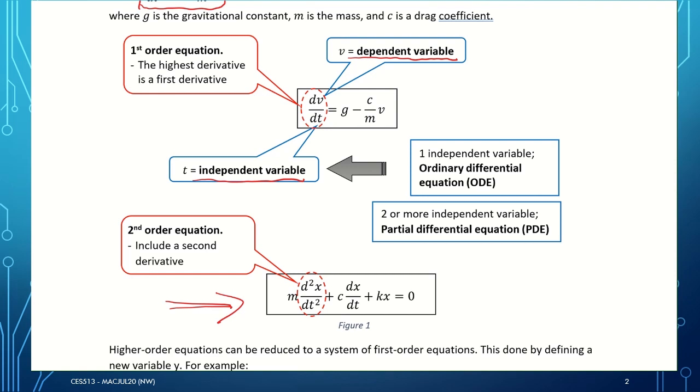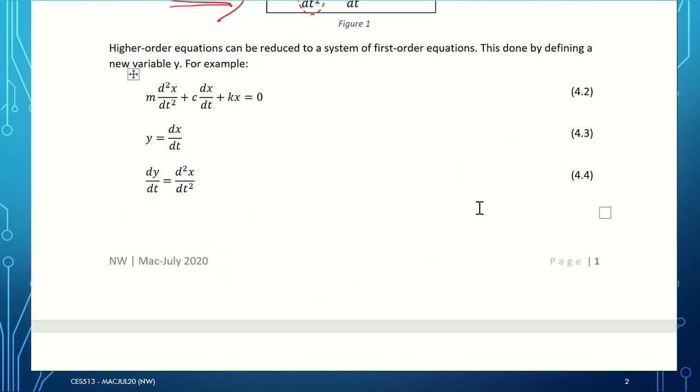When we have only one independent variable, that is called an ordinary differential equation. If you have two or more independent variables, that means the equation is a partial differential equation. A higher order equation can be reduced to a first order equation. This can be done.